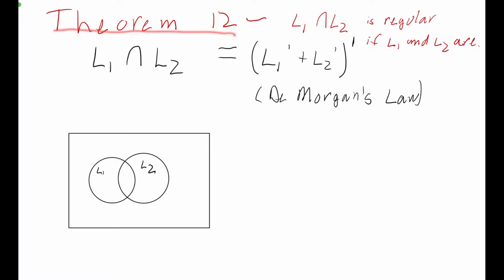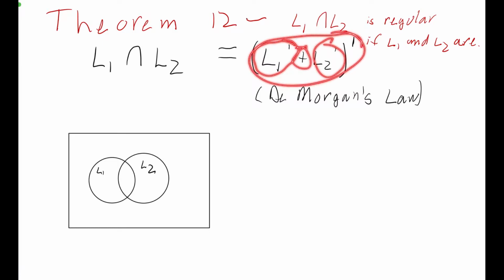Now, Theorem 12 states that if L1 and L2 are regular, then so is their intersection. And there's a couple of ways to prove it. One way is using De Morgan's law. You probably studied De Morgan's law when you studied predicate logic, but it also applies to sets. So if we complement both languages and union them together and then complement the result, then we're left with the intersection of two languages. And since these are all operations that guarantee a regular language as a result, there's no way that we can ever jump out of having a regular language.